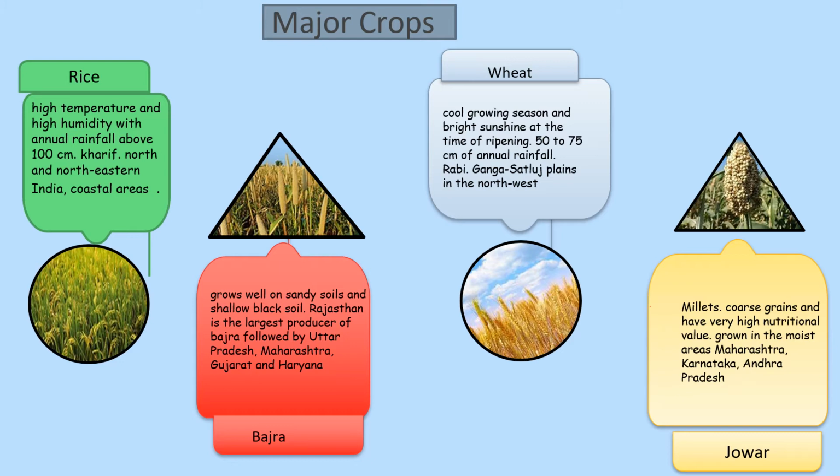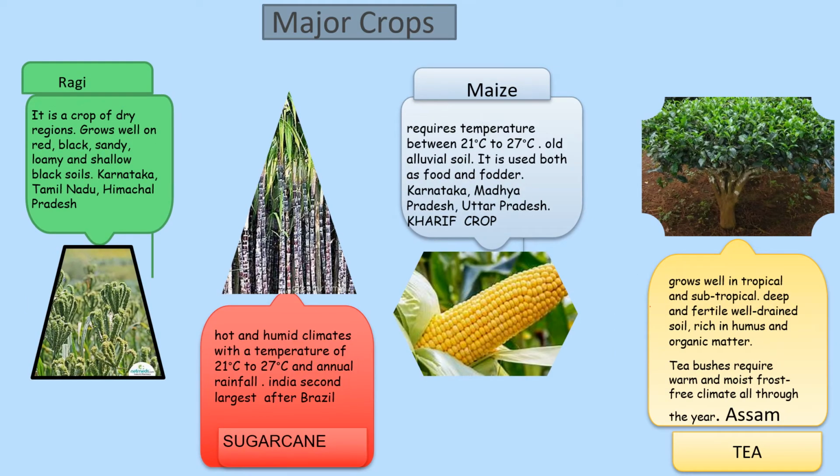Jowar. Jowar is a coarse grain and has high nutritional value. It grows well in the moist areas of Maharashtra, Karnataka and Andhra Pradesh. Now let's look at ragi. Ragi is a crop of dry regions. It grows well in red, black, sandy, loamy soil. Karnataka, Tamil Nadu, Himachal Pradesh are some of the states where ragi is grown.